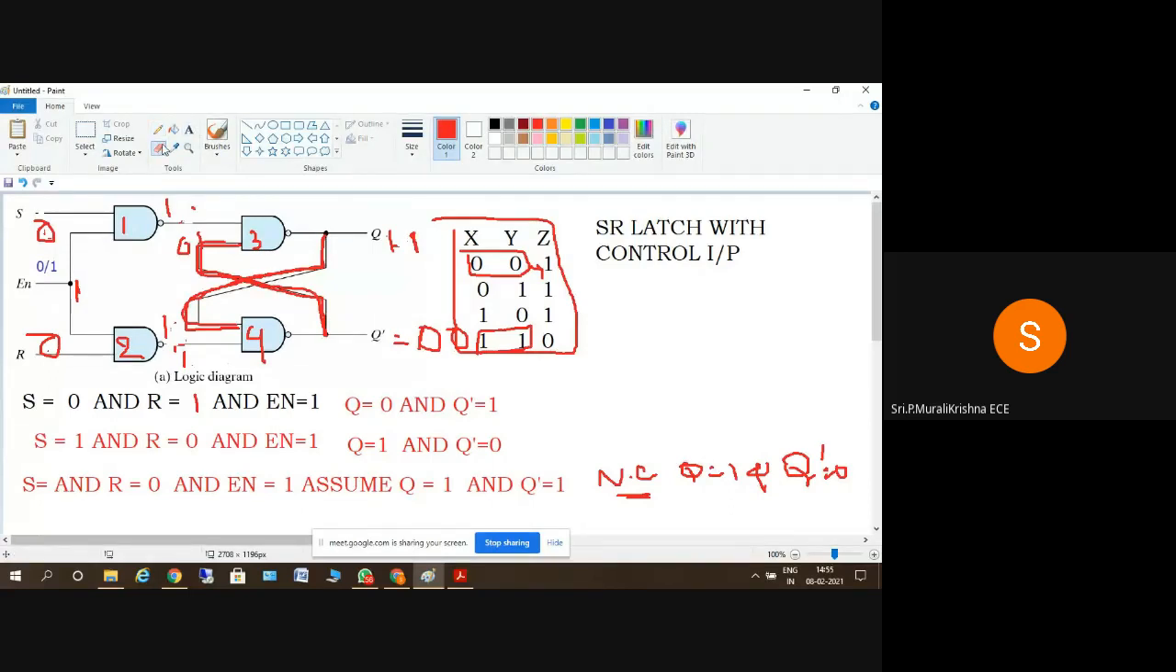So that it is evident, when S is equal to 1 and R is equal to 1 and enable is equal to 1 here. What happens if enable is equal to 1? Both are 1s here. So what do we get here? 1 1 gives 0 and here also it's a 0. When one of the inputs of a NAND gate is 0, we'll get an output of Q is equal to 1, Q bar is equal to 1. Which is not possible.